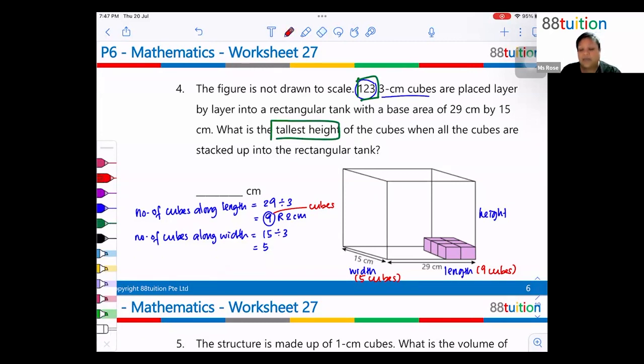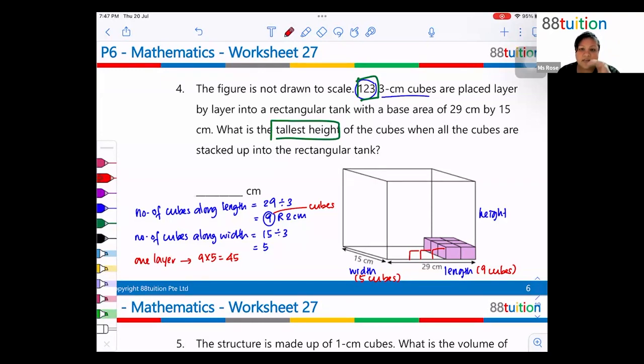Okay, now from here, what do I do? Find out if I were to continue to stack until I get 9, how many cubes make up one layer? One layer has how many cubes? 9 times 5 to give me 45. So every layer has 45 cubes.